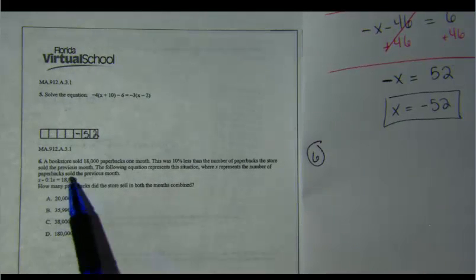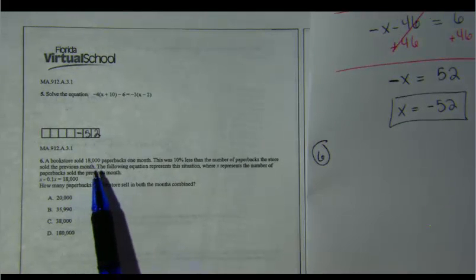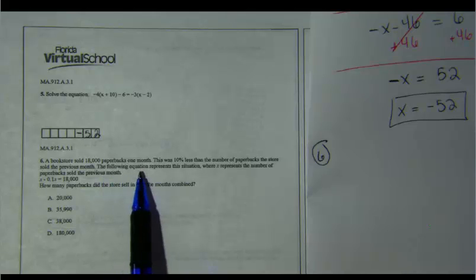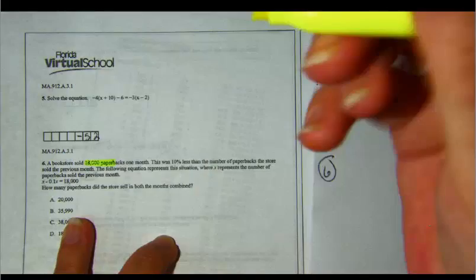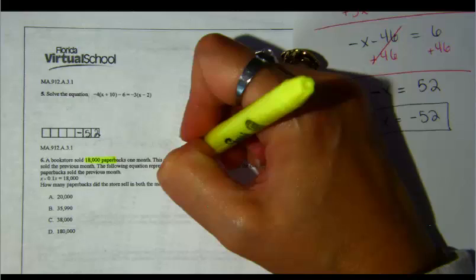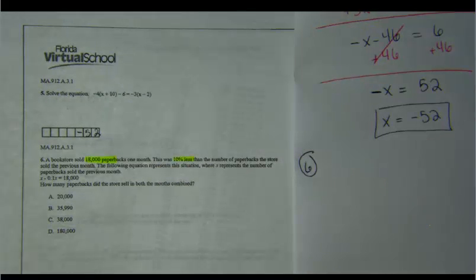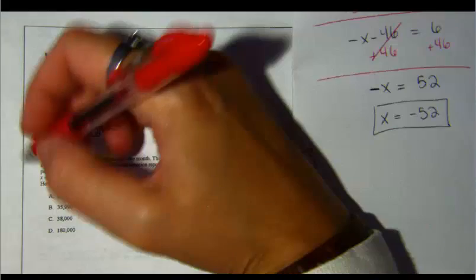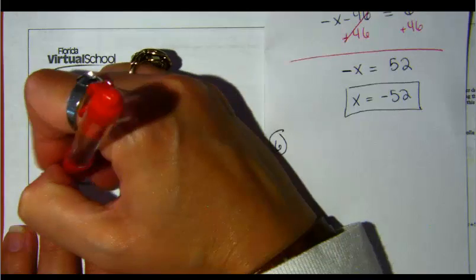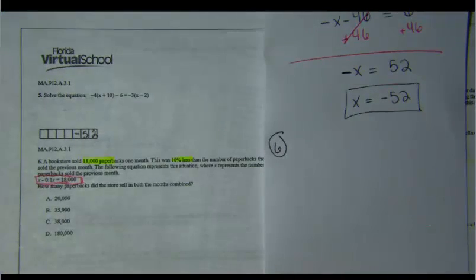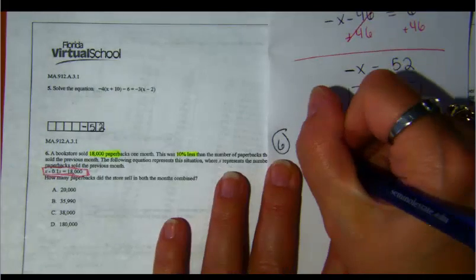We've got a bookstore selling 18,000 paperbacks in 1 month. And this was 10% less than the number of paperbacks the previous month. So I've got 18,000 is 10% less. And wow, they actually already gave me the formula, so I didn't have to figure it out. There's my formula right there. That was very nice of them.